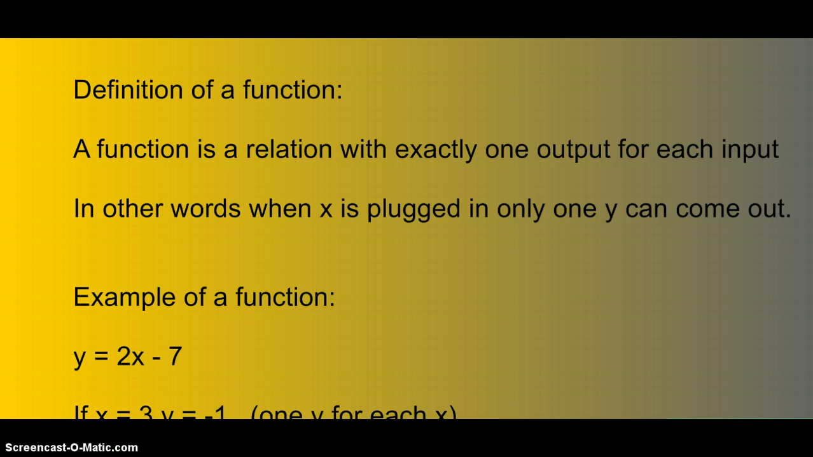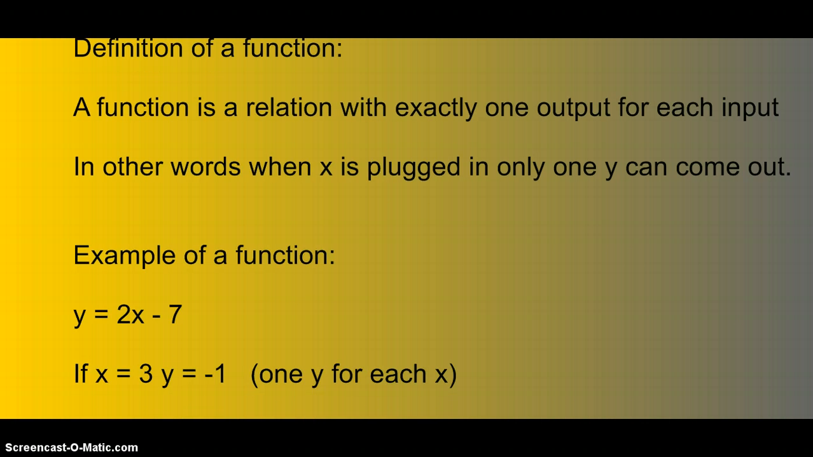A function. By definition, a function is a relation with exactly one output for each input. That's a math book definition. Oftentimes math book definitions are not easy to follow. What we're really saying here is if you plug x into an equation, you should only get one y value out. If that is the case, then we're talking about a function. If you get multiple y values out based on your x value or your input, then we're talking about a non-function.